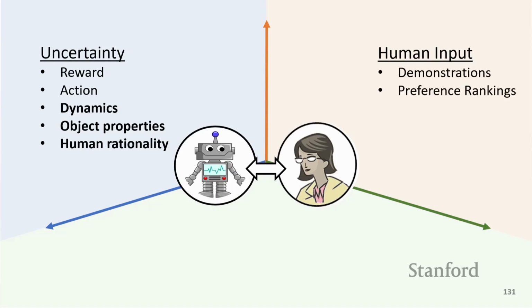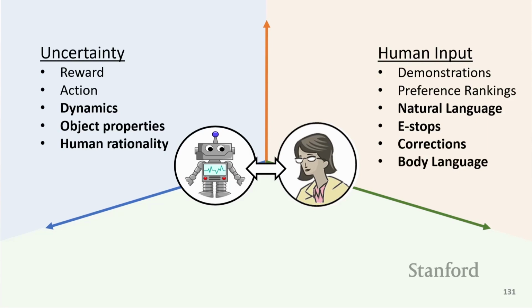If we think about human input, I've talked a lot about demonstrations and preference rankings, but there's so much more that we can leverage in terms of how we learn from people on a day-to-day basis. So I think about how I might learn from you or how you might learn from others. We often learn from natural language. Maybe we might learn from an e-stop, where I just tell you, hey, stop, you're about to do something bad. We can learn from corrections, even just looking at body language, gaze and facial expression. So I'm really interested in figuring out how we can leverage and fuse these disparate modalities in order to learn better and reduce our uncertainty.